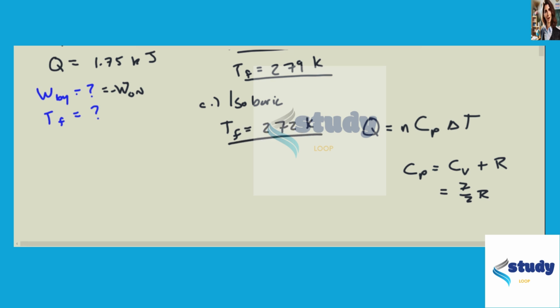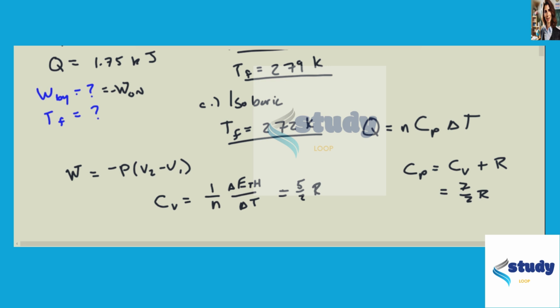Now, how are we going to get the work done when we don't have 2 volumes? We're used to work being negative P and then the change in volume. Well, how about this? CV is normalized by the number of moles, the change in thermal energy divided by the change in temperature. And in this case, our CV is 5/2 R.